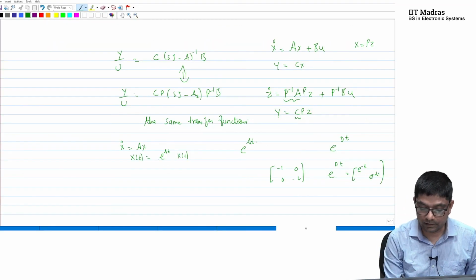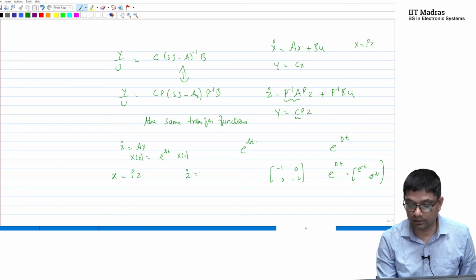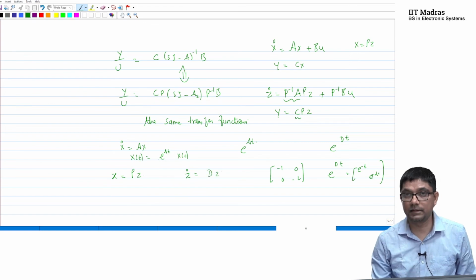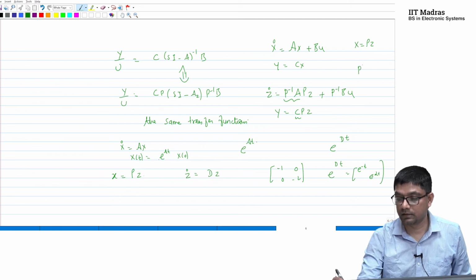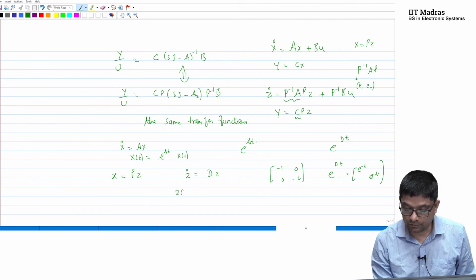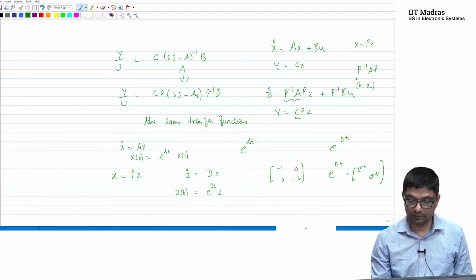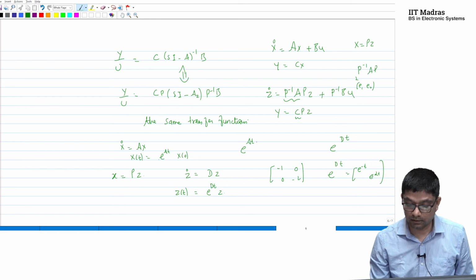Okay, so I have x equal to P times z, and in z I will have z dot equal to D times z, where D is a diagonal matrix which comes as P inverse AP, where P is just the set of eigenvectors of A. Okay, now what is z of t? z of t is e power Dt times z. How do I compute my original expression?